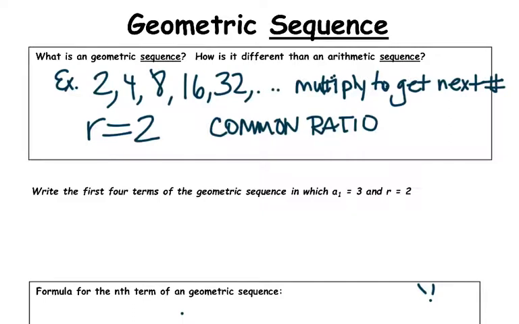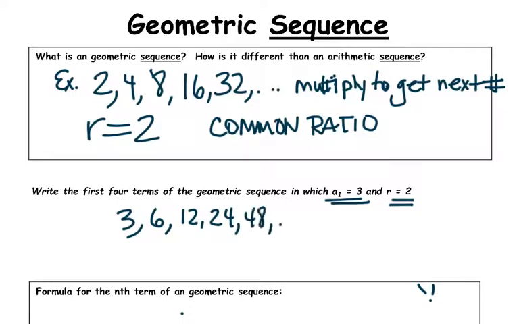So now it says, write the first 4 terms where the first term is 3. Got it. Common ratio is 2. Multiply by 2 each time. 3, 6, 12, 24, 48. Easy, right? What if I said find the 9th term? Would you feel like multiplying by 2 every time? Or find the 12th term, right?